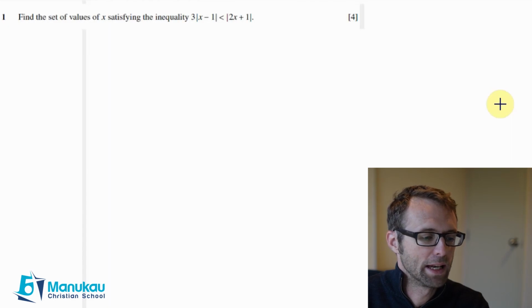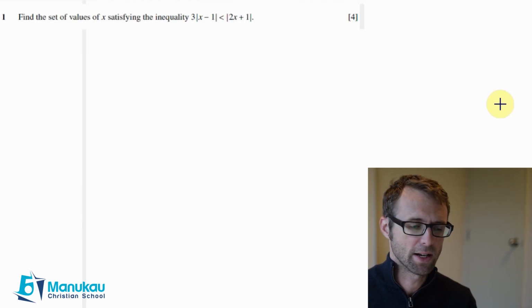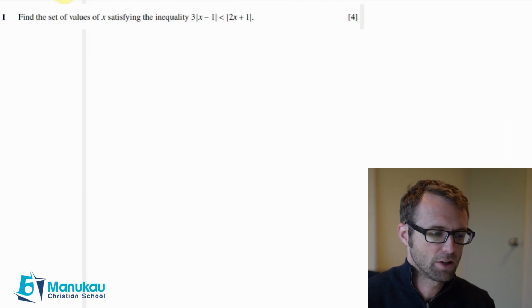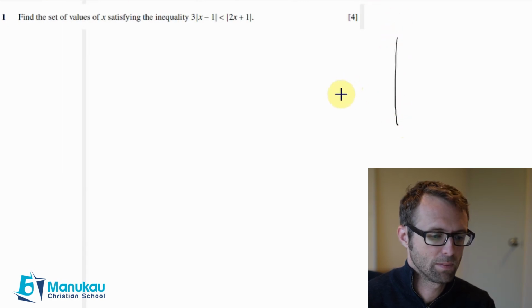Today we've got one that says: find the set of values of x satisfying the inequality 3 modulus x minus 1 is less than modulus 2x plus 1. And when I do these, I like to just do a little quick sketch of what these functions are going to look like. So we've got something like this, say.